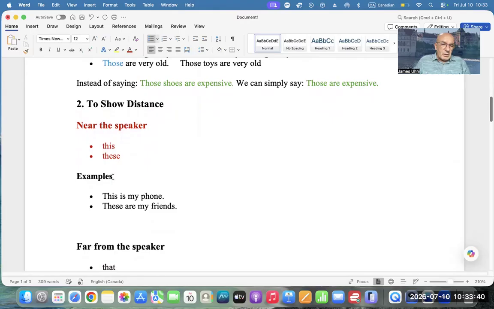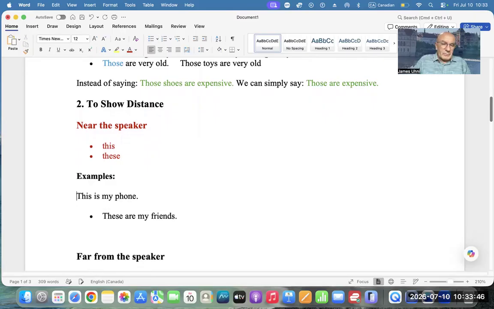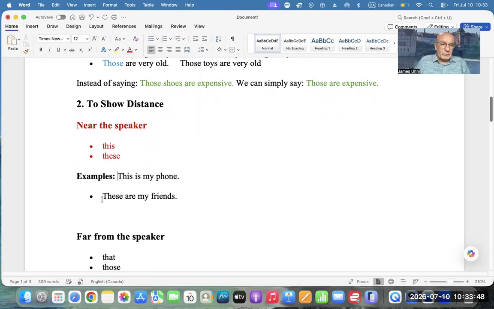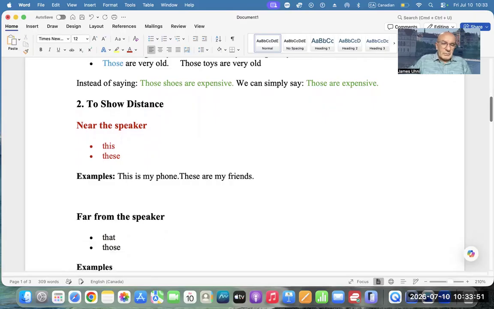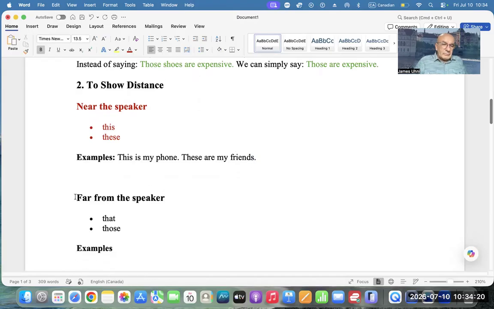Examples. I will just put a break and I will make it much easier for you so you don't have to look for explanation too far. And it says, this is my phone. These are my friends. You see, in plural, there is S at the end. These many are my friends. This is one, my phone.